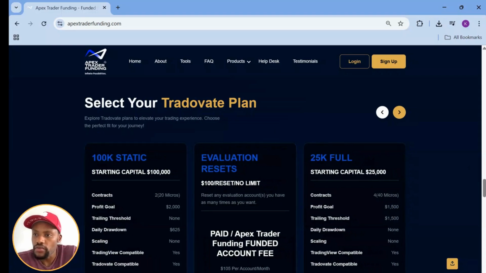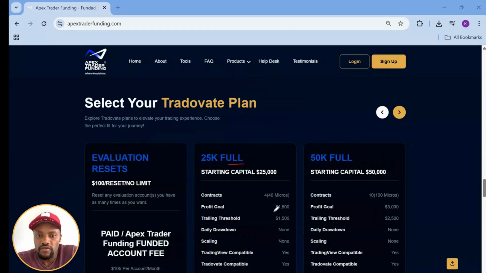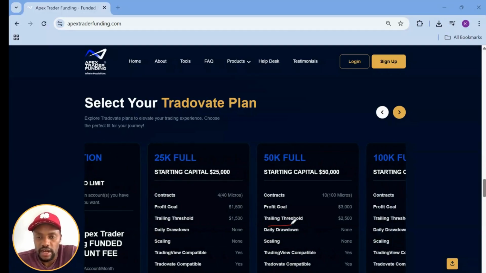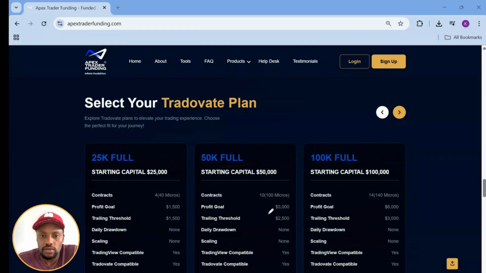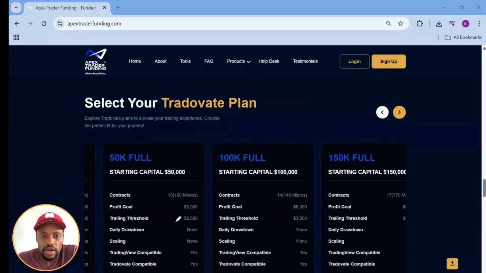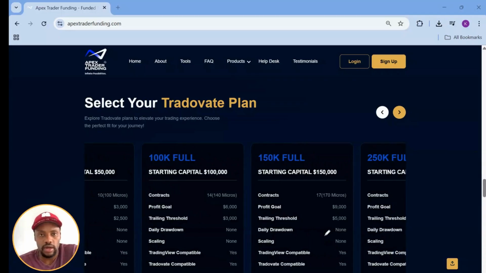Now, let's walk through the different account sizes. As you can see, you have a $25,000 account, and you have to hit $1,500 in terms of profit goal, and your trailing threshold is also $1,500. The next one is the 50K, which I recommend when you're starting, because the profit goal is $3,000 and your trailing threshold is only $2,500. They also have 100K, 150K, 250K, and 300K.